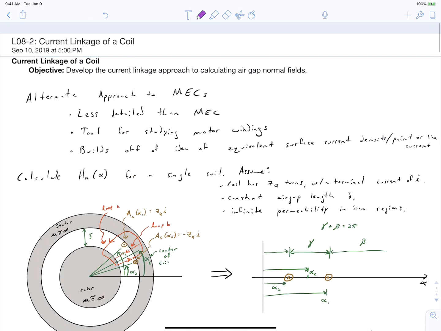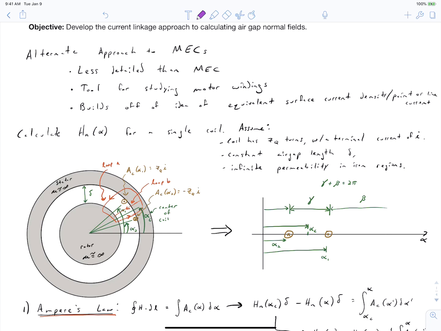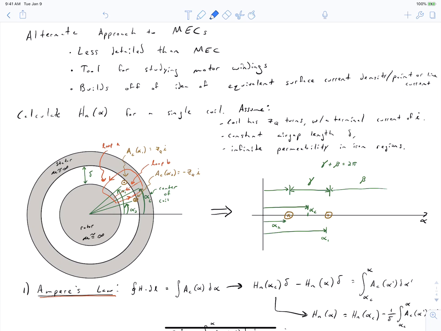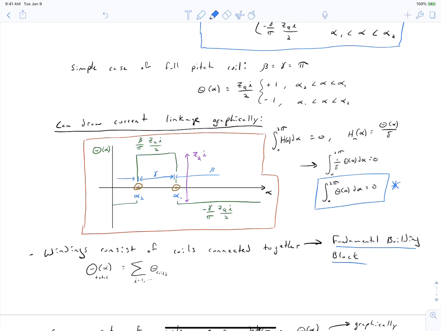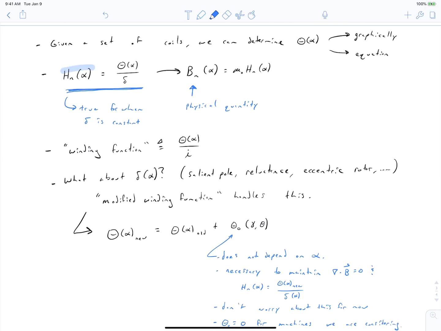So to summarize here, we have developed the current linkage approach to calculating air gap normal magnetic fields. This is an alternate approach to magnetic equivalent circuits. It gives you less detail, but it is nice for studying motor windings because you have a fundamental building block approach where you've abstracted your winding away from the geometry of your motor. You can follow the simple set of rules we talked about, either using equations like we've set up here, or the graphical technique, to construct the current linkage of each coil and sum up the results in order to obtain the total current linkage of the winding. Once you have the current linkage of your winding, you can figure out your fields in your air gap by dividing by the air gap length.